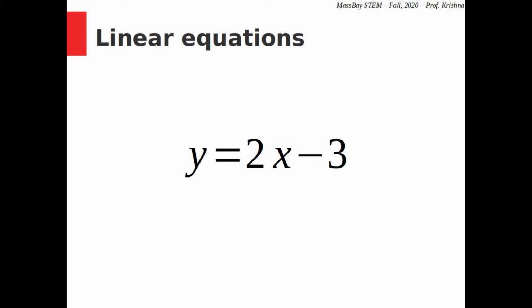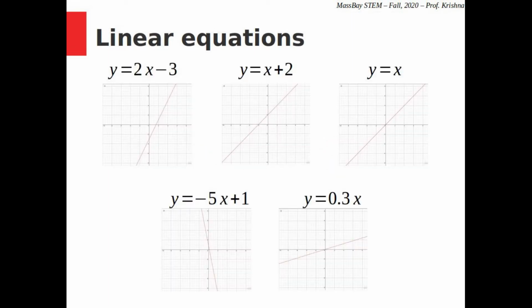This type of equation is called a linear equation, and we can show several examples. They are called linear because when you graph them on the Cartesian plane, you get a straight line that extends infinitely far in both directions. In physics, many equations of motion are linear.